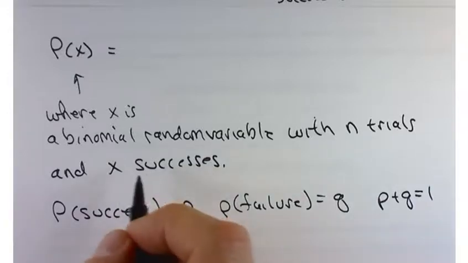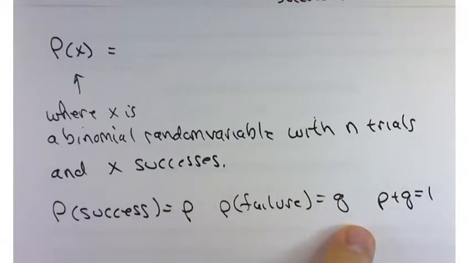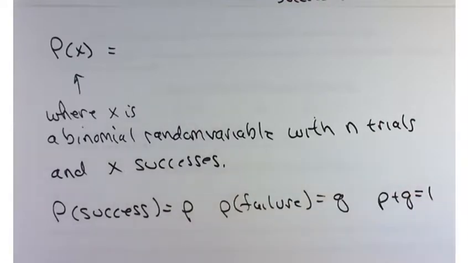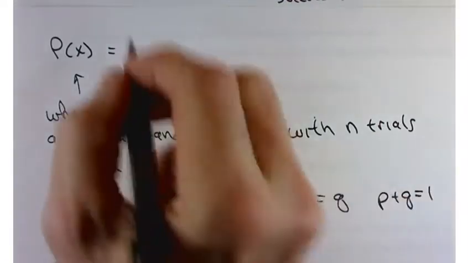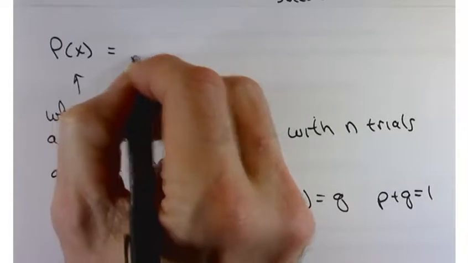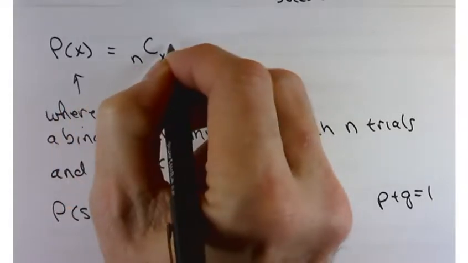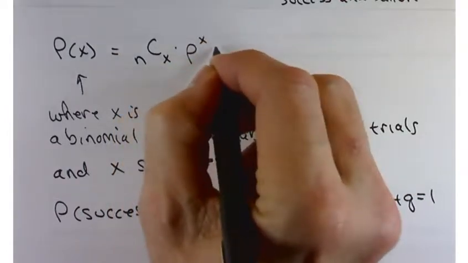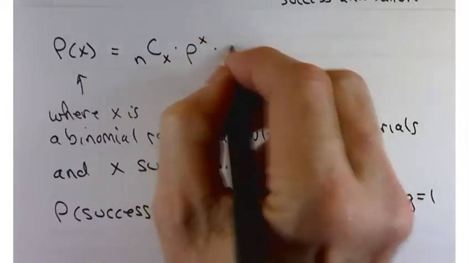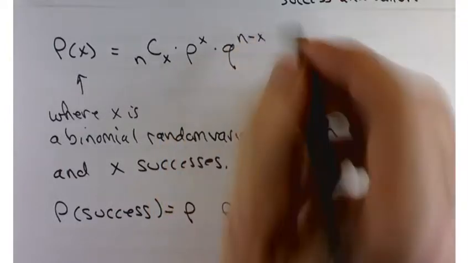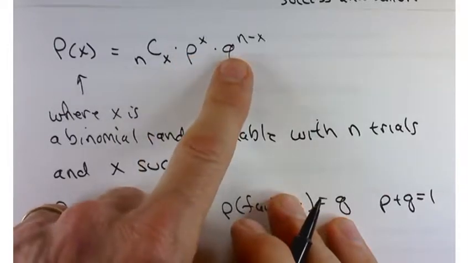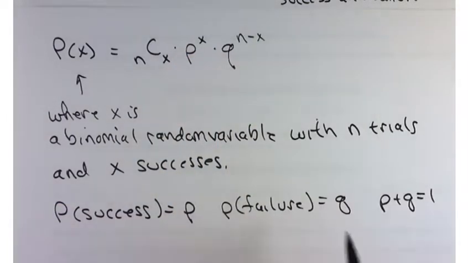So the probability of getting X successes, and then the rest are going to be failures, out of n trials is given by this. It's going to be n choose X times P to the X times Q to the n minus X. So here's your X successes. The rest of these Q are your failures.